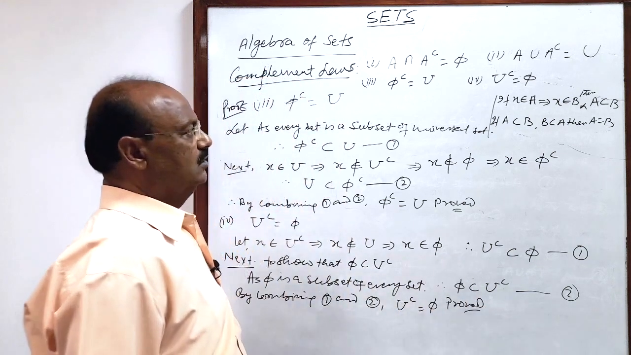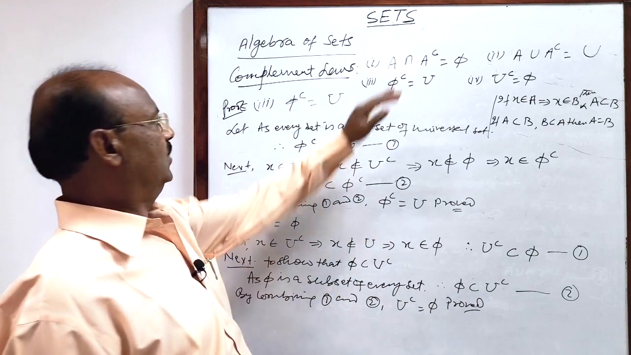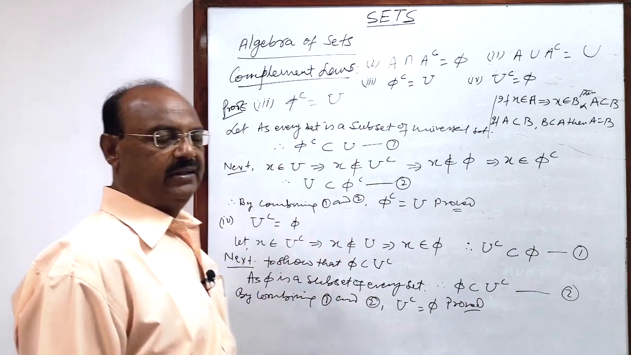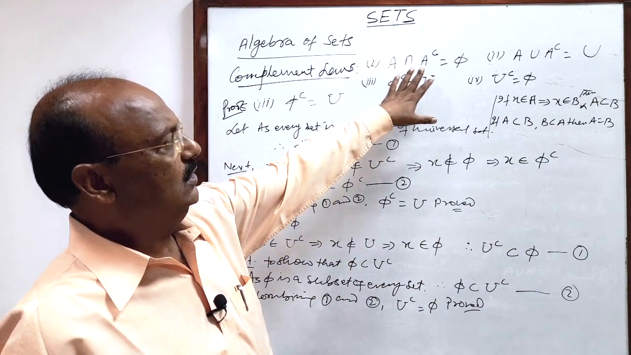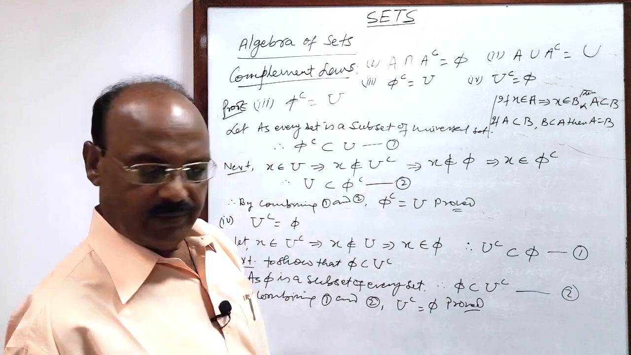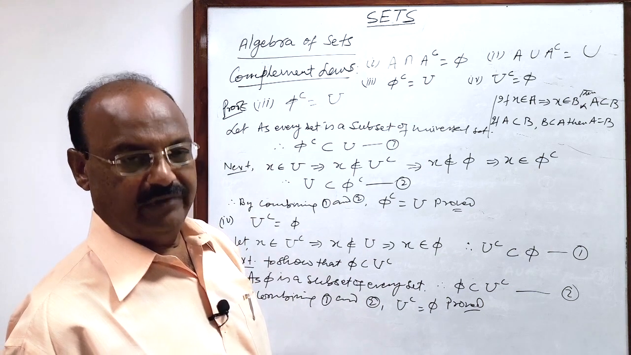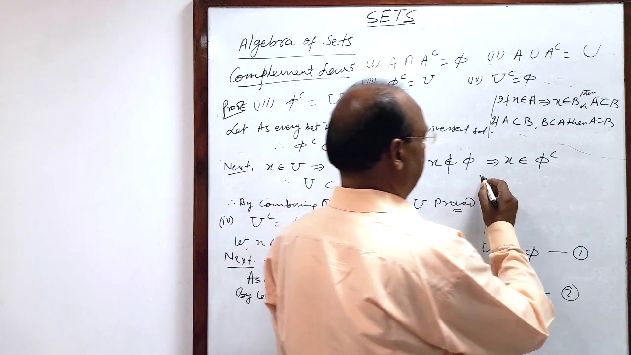So these are some very simple but very basic laws which are known as complement laws. Why are these known as complement laws? Because these are based on complements of sets. Okay, and I hope you know very well what the complement is, isn't it? Let us make it very clear here.